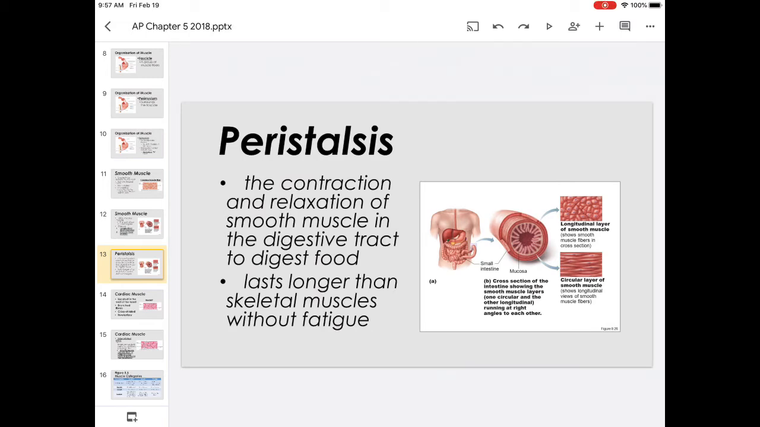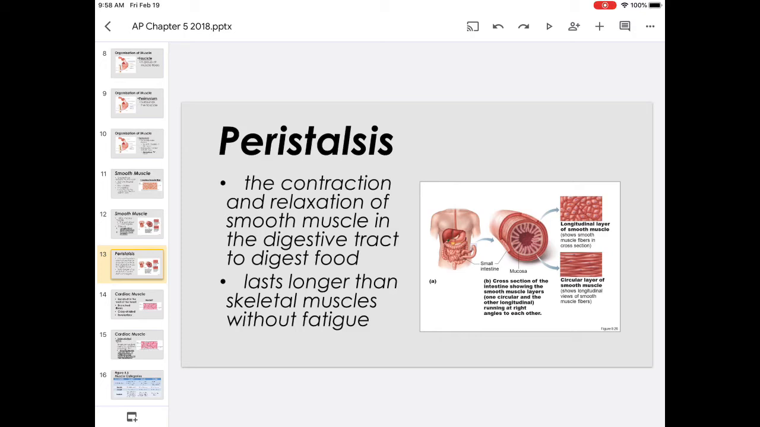So peristalsis, you're going to have to excuse me as I mispronounce this a bunch of times, is basically, like I said, because of these contractions occurring between the longitudinal and circular layers of the smooth muscle, you are going to have digestion occurring in your intestines.